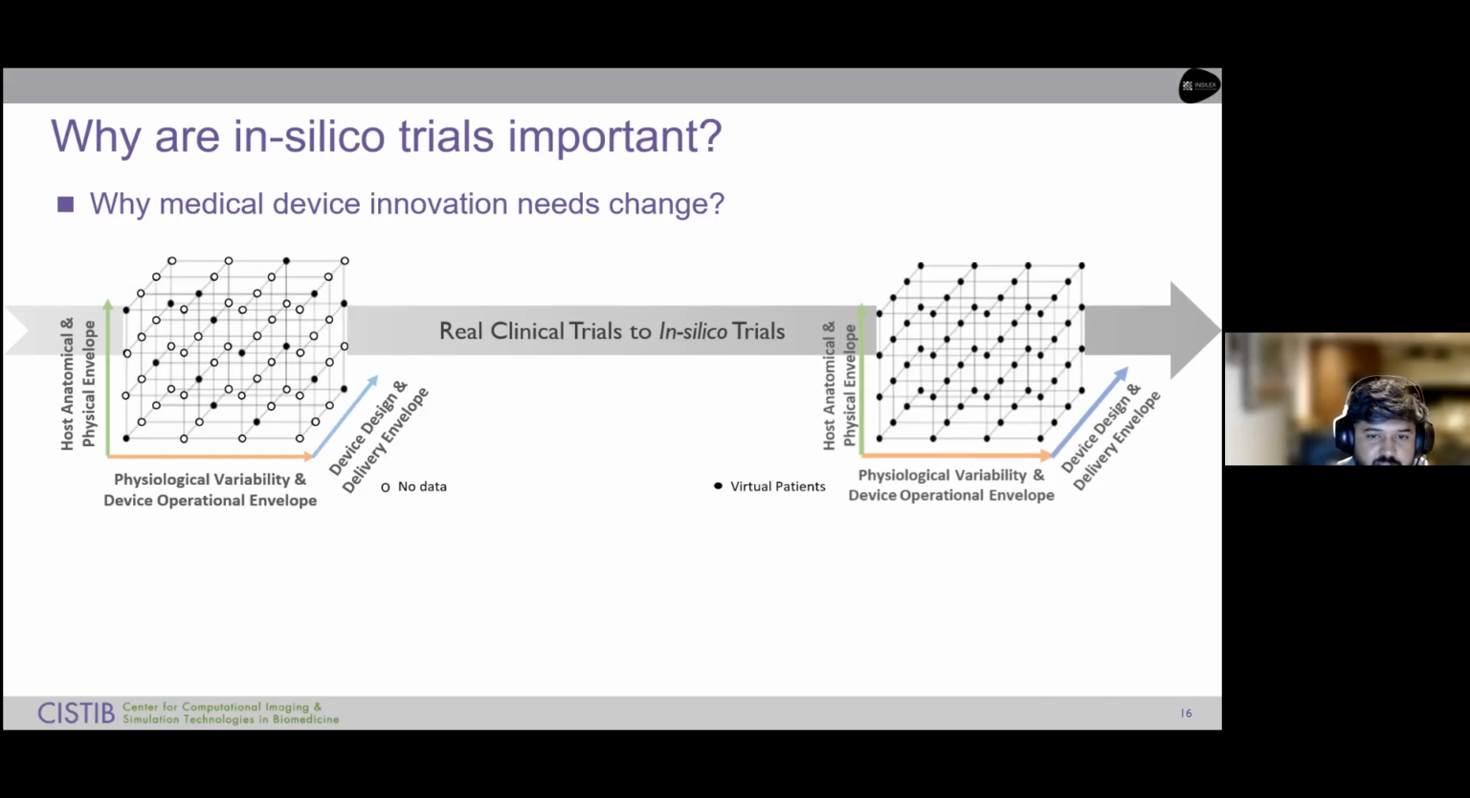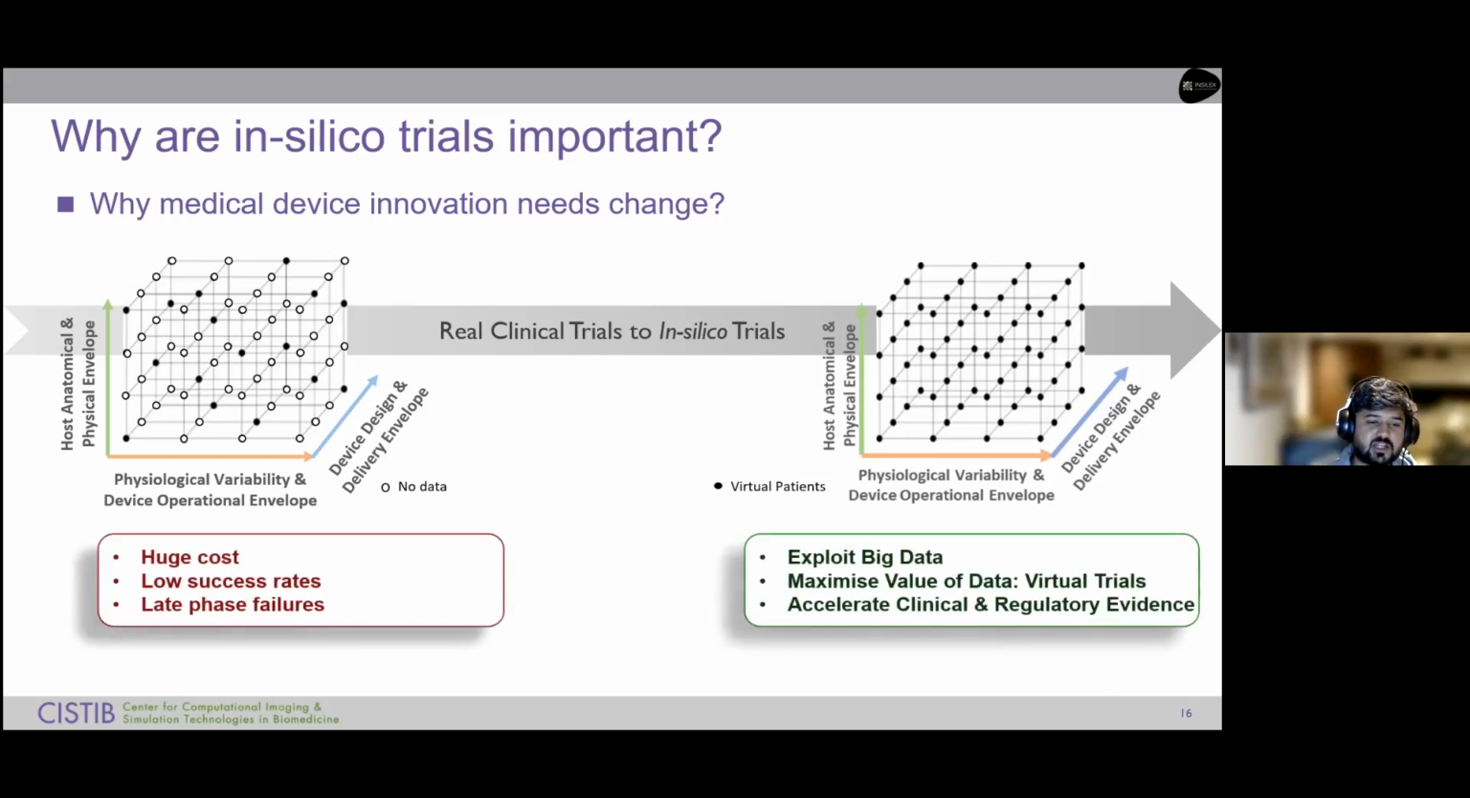And that, at its core, is where in silico trials show so much promise. Because if you could have reliable virtual models that represent anatomical, physiological, and device design variability, then you're not limited by the number of patients that you can recruit. You can conduct extensive virtual simulations that assess device performance in various combinations of anatomy and physiology.